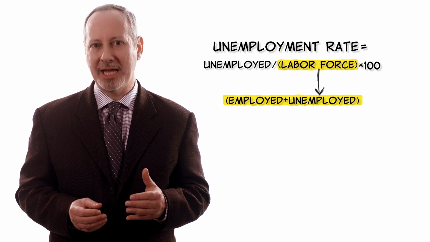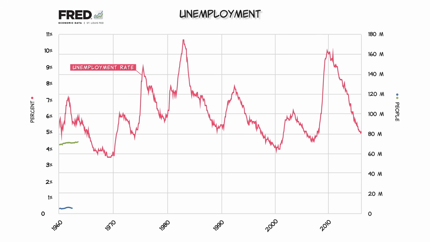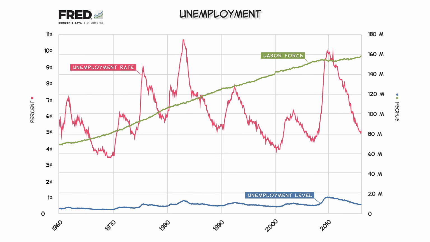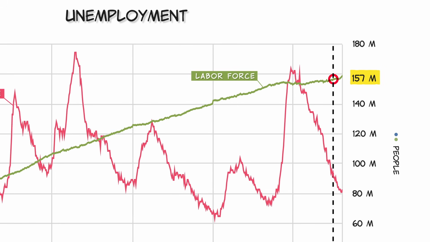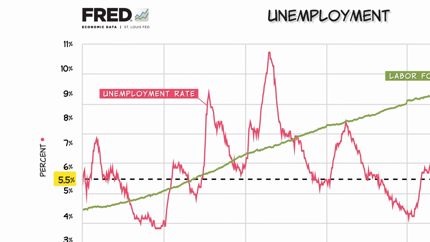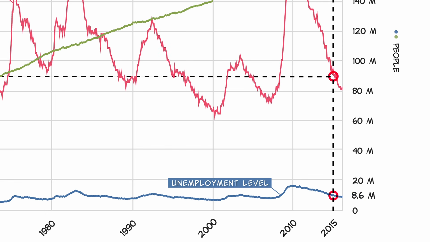Let's add the civilian labor force and the number of unemployed people to our graph to see all of these relationships and get an idea of the magnitudes. We can see, for example, that in February of 2015, there were 157 million people in the labor force. Of these, 5.5% were unemployed, which means that there were 8.6 million unemployed people.